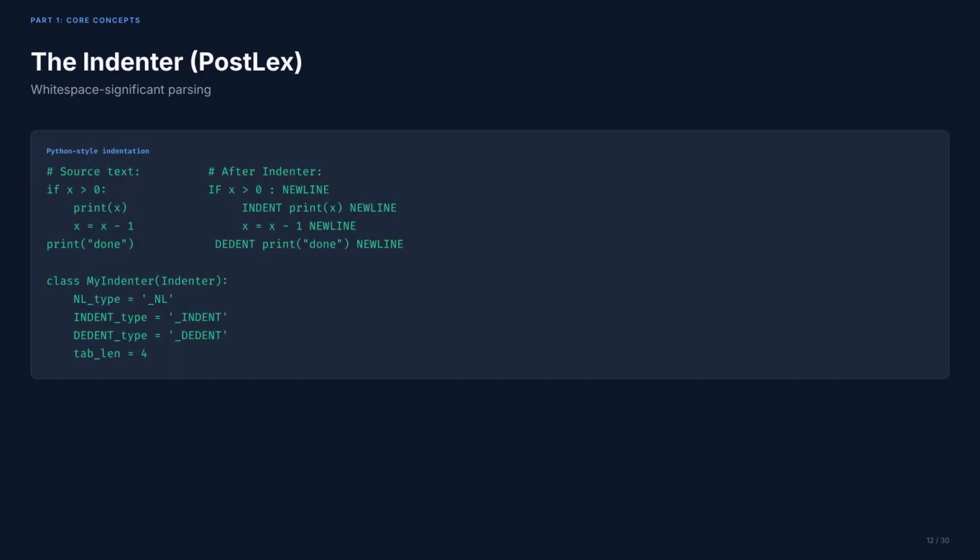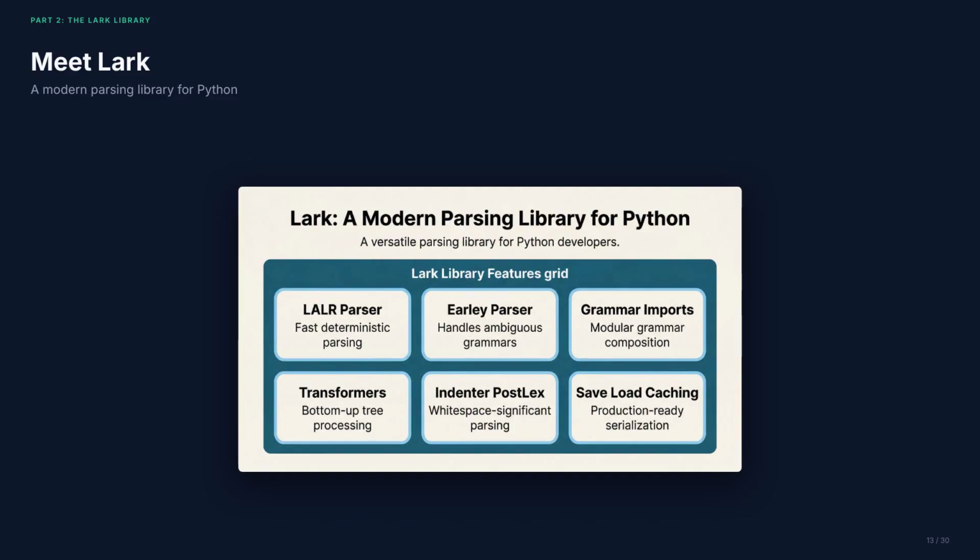The indenter is a special post-lexer that handles whitespace significant languages like Python. It monitors indentation levels and injects special indent and dedent tokens. This transforms flat text with whitespace into structured blocks that the parser can understand. Lark is a modern parsing library for Python. It is pure Python with zero dependencies. It supports multiple parser algorithms, including fast LALR and flexible Earley. It auto-builds parse trees, handles ambiguity, and has a clean Pythonic API.